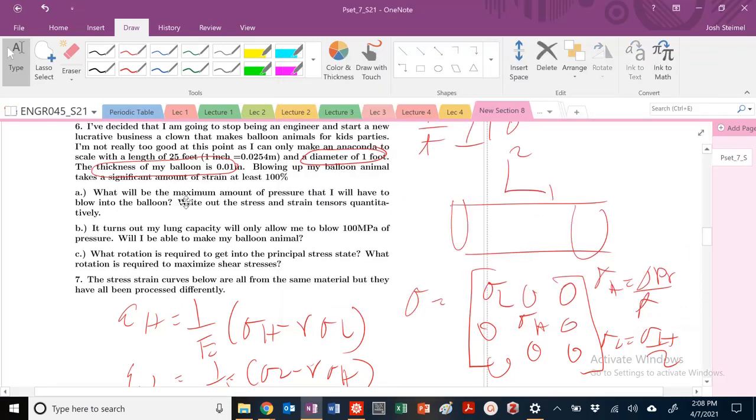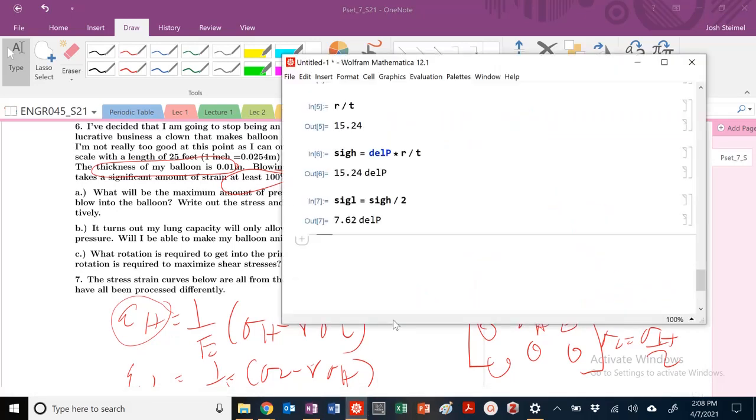All right. So now the last part of this question is blowing up my balloon takes a significant amount of strain, at least 100%. What will be the maximum pressure that I will have to blow in my balloon in order to make this balloon animal? Well, I know here that my hoop stress is my largest stress. So therefore, to blow up the balloon animal, the hardest strain is going to be my epsilon sub H. So my epsilon sub H must be equal to 1 in order to blow this balloon animal up all the way. So I'm going to solve that my strain of 100% is 1. Epsilon sub H is equal to 1 over Y times sigma H minus nu times sigma L. I'm going to solve for delta P.